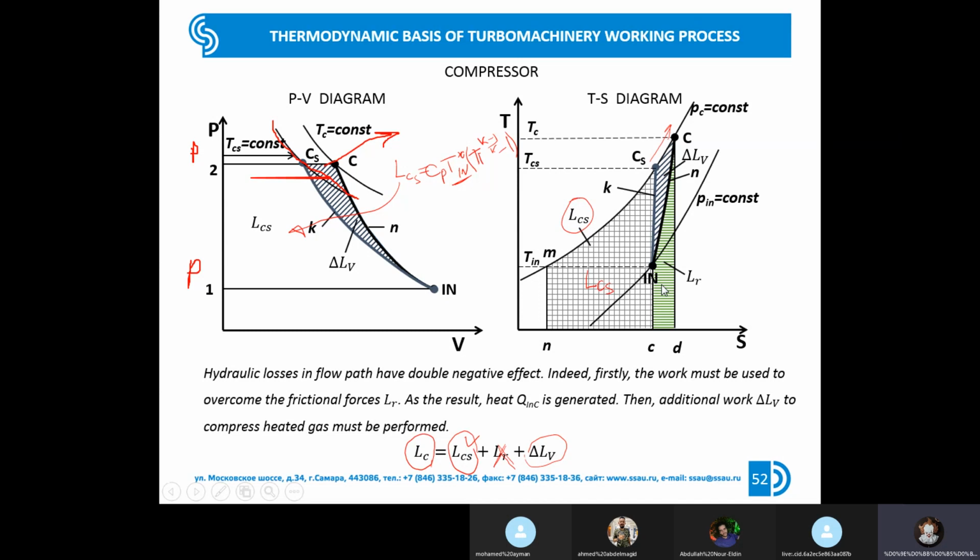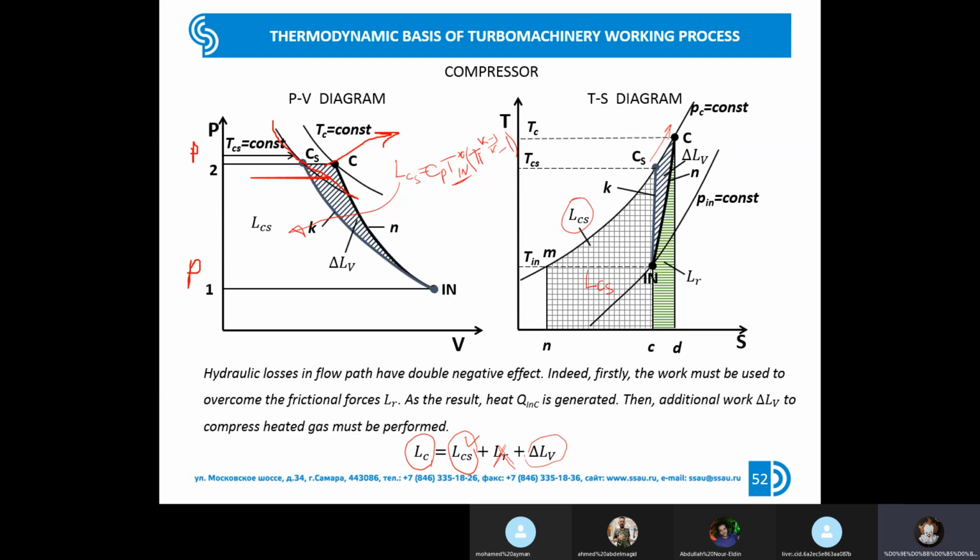So, if we look carefully at the TS diagram, we can find all elements of the specific work from the last equation here. LCS we have, LR we have, delta LV we have. That's why we can say that all the area which has some color in this picture, NMCD, is the real specific work which we supply for the compression process.